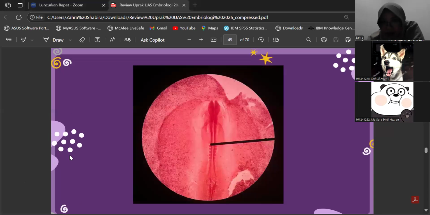Okay, next slide. This is also the same, yeah. If there is a black pointed arrow pointing at this part, even if the question is what that part's name is, or what cells are pointed at, you can answer both of those questions with somite. Even if the question asks for the part name or the cell name, just answer somite. It's okay.